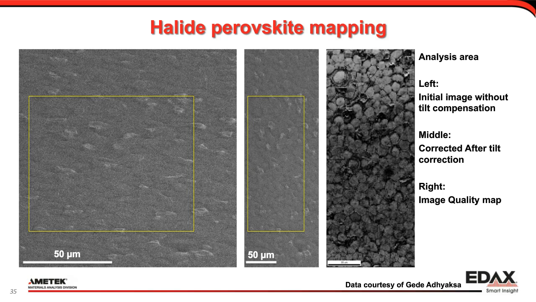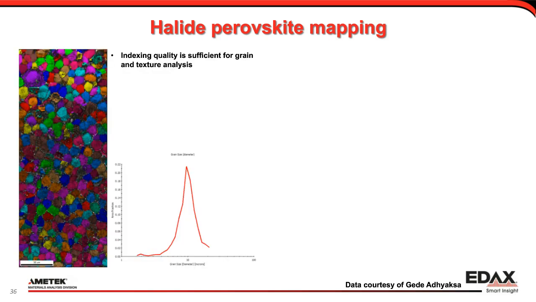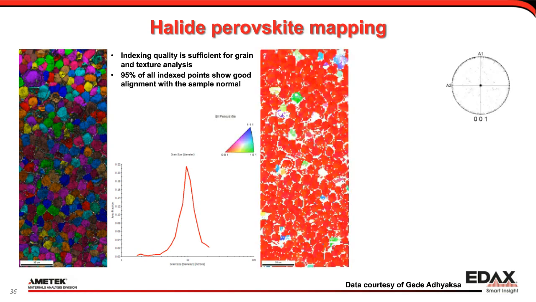And when I look at the EBSD results from that, indexing quality is good enough to really get nice grain structure, texture analysis. Here I just have a nice sharp grain size chart. And when I look at the orientation distribution, you can see it's almost all red. So in this case, about 95% of all the indexed points show a really good alignment with the sample normal along the 001 crystal direction.